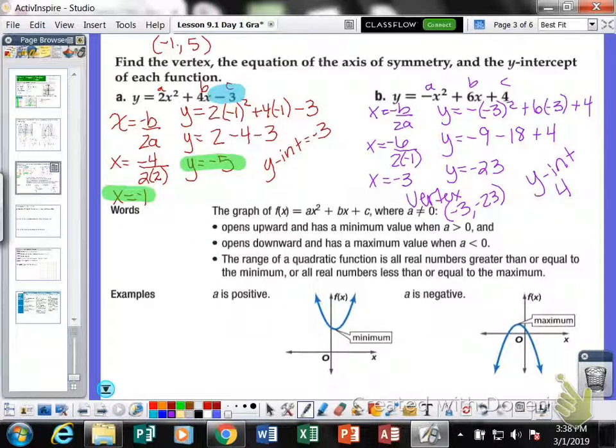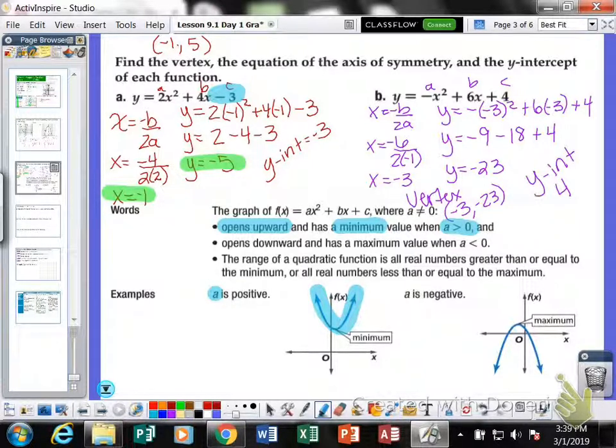Okay, now using the quadratic function, the graph of ax squared plus bx plus c, where a is not equal to 0. You have to have a number other than 0. If it opens upward, that means that a is greater than 0, so a is positive. And it has a minimum value, and you can tell that. It opens up like a smiley face, so it has a minimum, which means a is positive. Okay, it's very important.